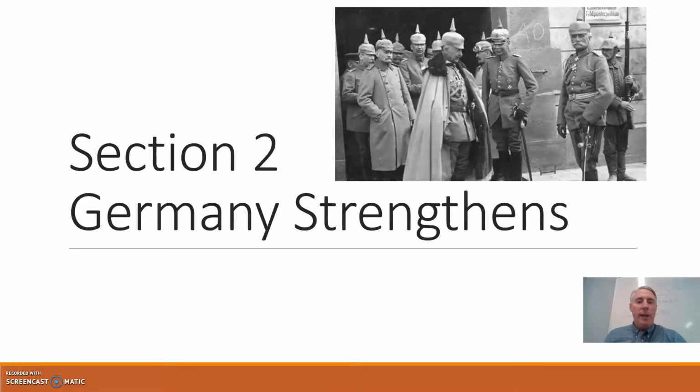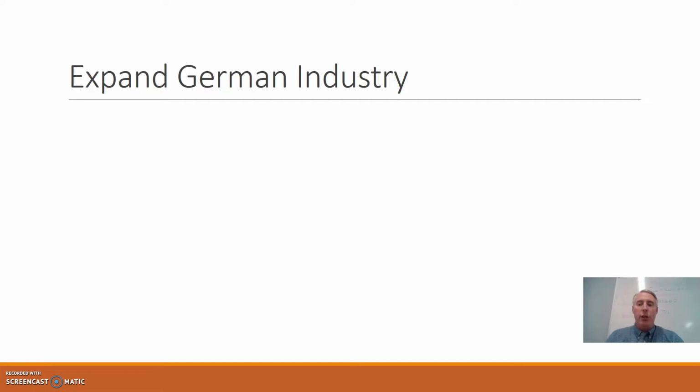All right, guys, here we go with section 2 for chapter 22, and we're going to be talking about Germany strengthening. So Bismarck has united Germany with his policy of blood and iron, and now he wants to continue expanding the power and wealth of Germany. The first thing he does is expand German industry.